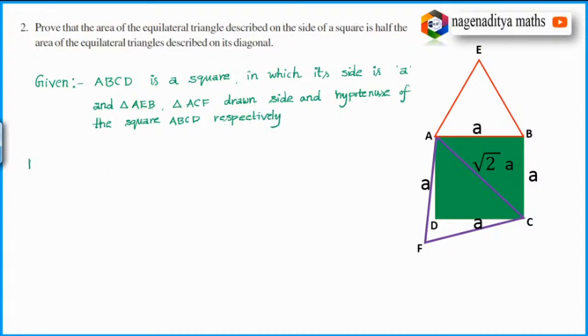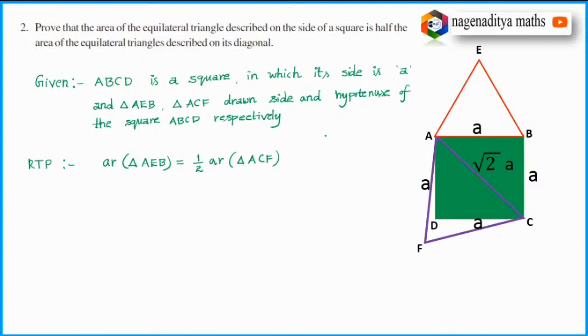So RTP, what we have to prove in this problem? We have to prove the equilateral triangle drawn on side of a square is half of the equilateral triangle drawn on the hypotenuse, the diagonal of the square. So that means area of triangle AEB is equal to half of area of triangle ACF. So this we have to prove.